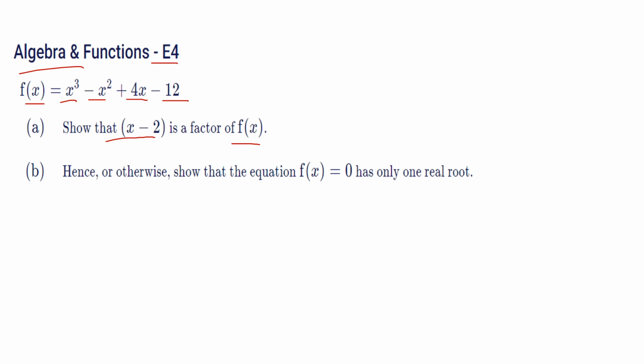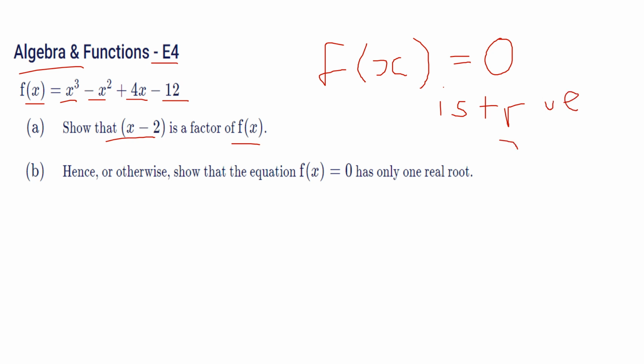So the factor theorem states that f of x is equal to 0 if and only if x minus a is a factor. So learn this for your A-level exam this year, guys. So if x minus a is a factor, in other words, if I sub in f of a, I will get 0.